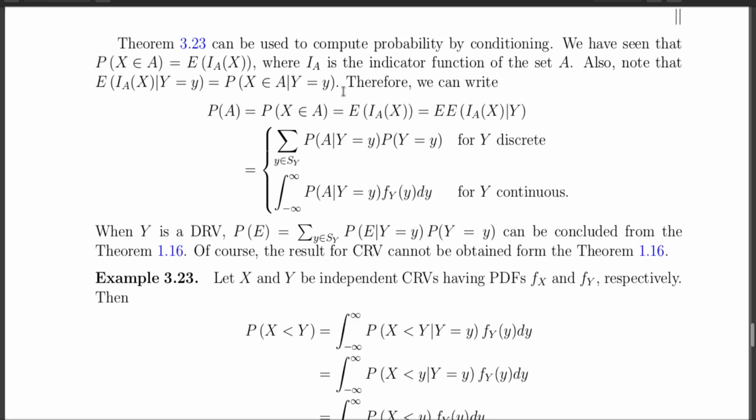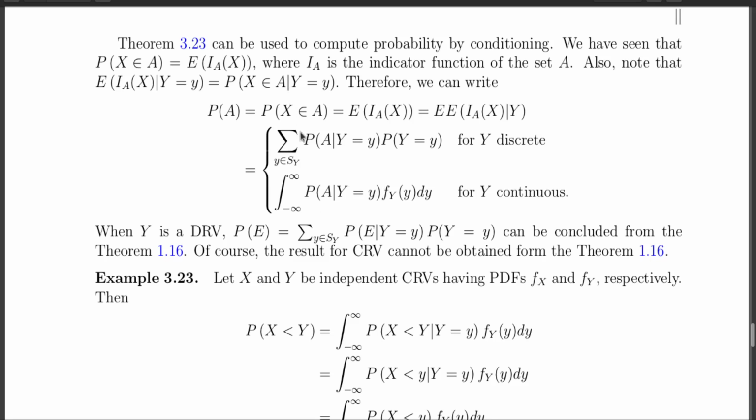If I try to find the expectation of I_A(X) given Y equals y, this is nothing but the conditional probability that X belongs to A given Y equals y. Now using Theorem 3.23, we can write this expectation as the expectation of I_A(X) given Y. When Y is discrete, as we have already pointed out, this can be written in summation form. When Y is continuous, this can be written in terms of integration.